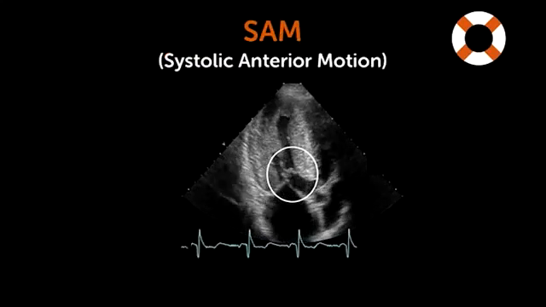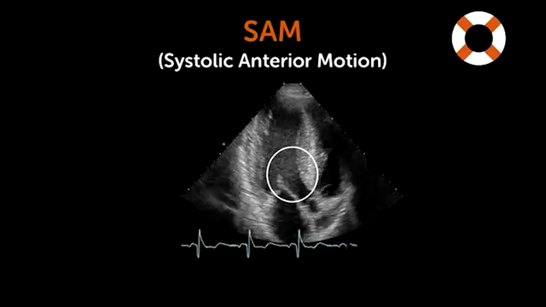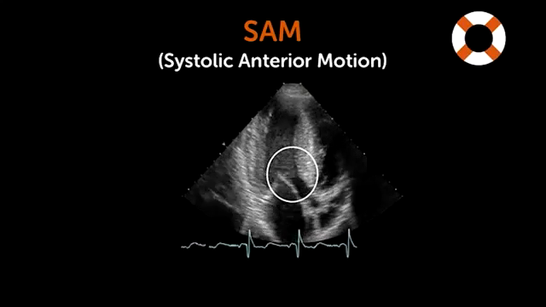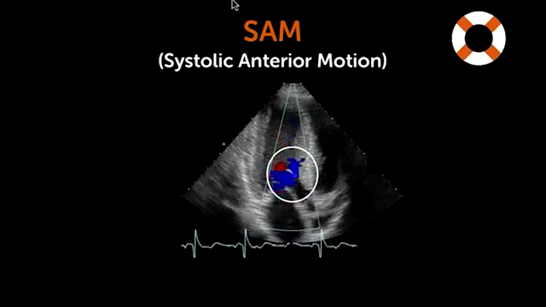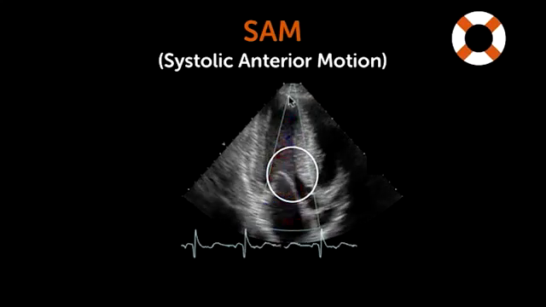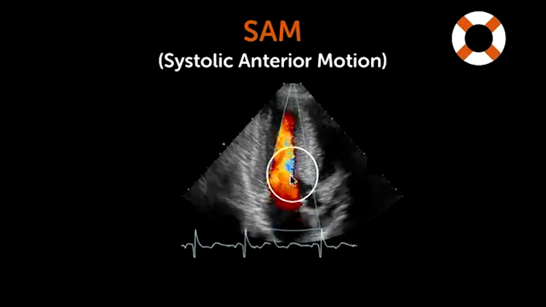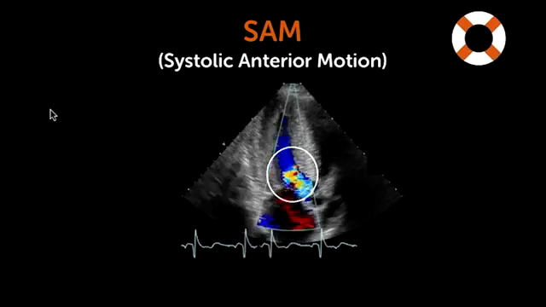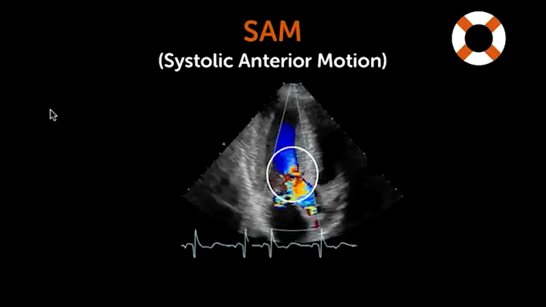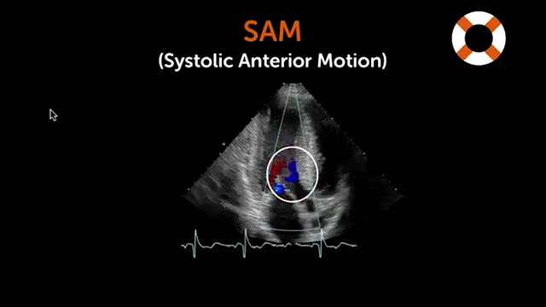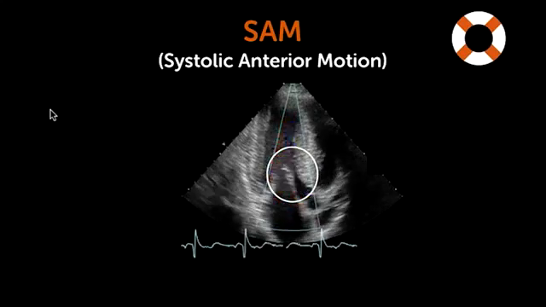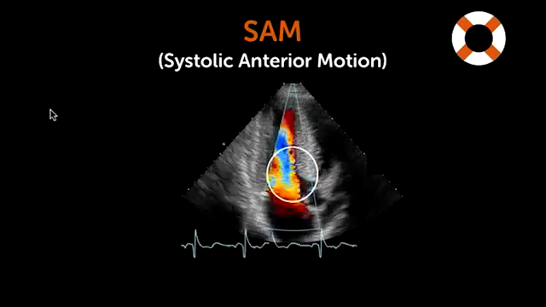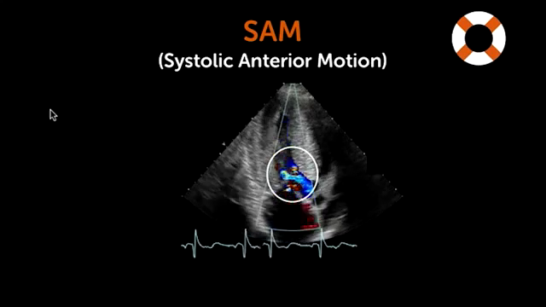This is the so-called SAM, or systolic anterior motion of the mitral valve. With the help of color Doppler, we can see that there is turbulent flow in this region, which means there is flow acceleration caused by the obstruction. With continuous wave Doppler, we can even quantify the severity of obstruction, similar to the way we do it with aortic stenosis. Look for this feature, because it can be very important, especially in the setting of acute emergencies.